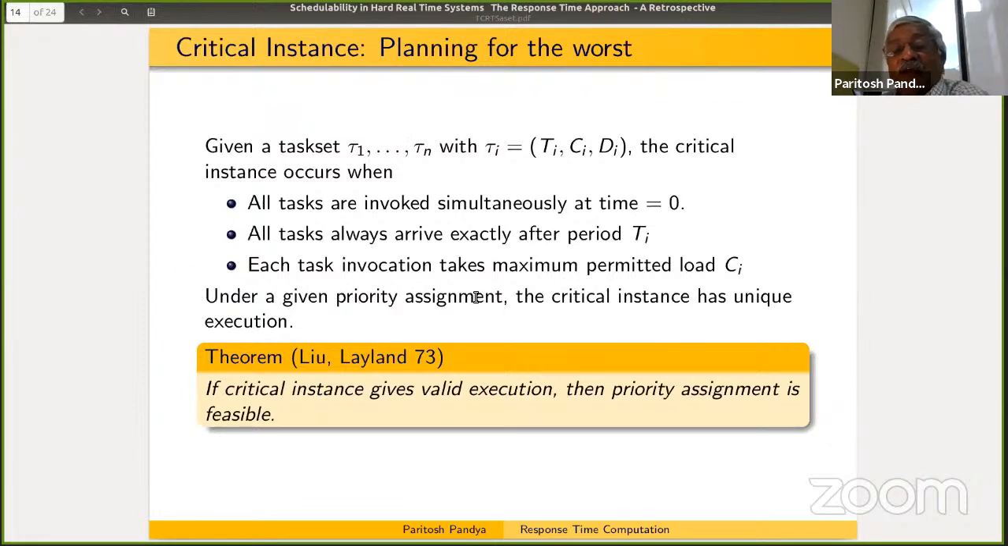And if you fix a priority assignment, the critical instance gives a unique behavior. So now all this uncertainty about how the behavior unfolds is gone. This is the worst that can happen, and this is the one that you want to analyze. And what Liu and Layland proved as their first theorem was that if, under the given priority assignment, the critical instance gives valid execution, that is all deadlines are met, then the priority assignment is feasible. That is, all possible patterns of arrival of inputs and loads will also meet the deadlines. So you reduce the problem of designing a feasible priority assignment to analyzing only the critical instance. This is the first, and this will be very useful.